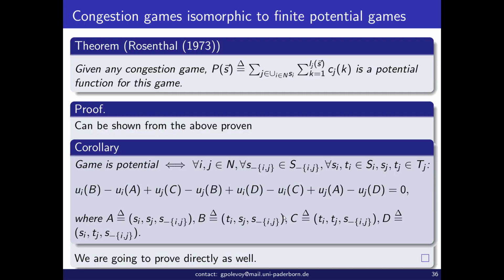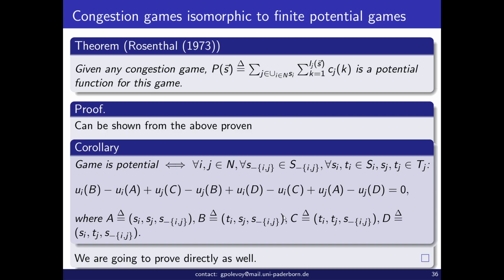Okay, so the answer is, remarkably, there is a theorem, actually two theorems. The general theorem is that congestion games are isomorphic to finite potential games. So all congestion games have a potential. And moreover, all finite potential games are isomorphic, which I'm now going to define what it means, to congestion games.